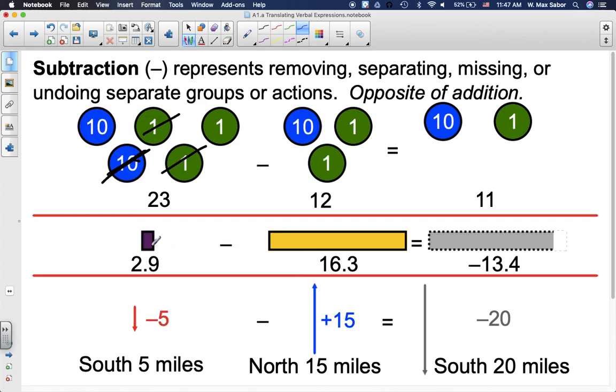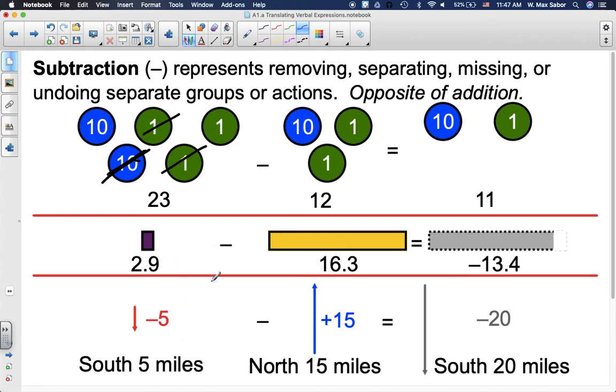If we have 2.9 square feet and we subtract 16.3 square feet, that's saying that we still need more in order to get back to where we started. If we're trying to figure out how much more we need, well, we're missing 13.4 square feet. That's why I have a dotted line. It's important that you recognize this is negative because we're subtracting the larger number from the smaller number.